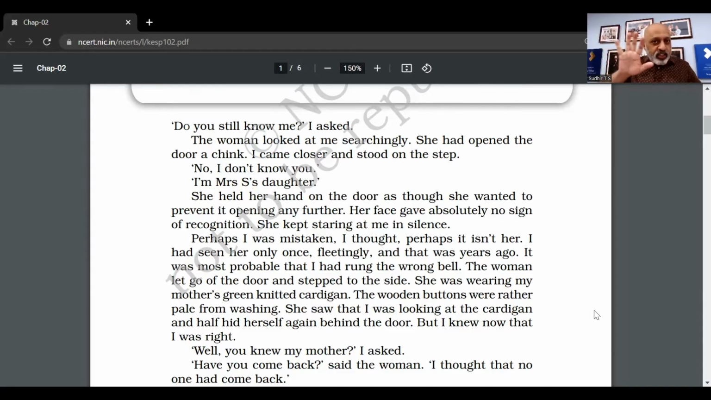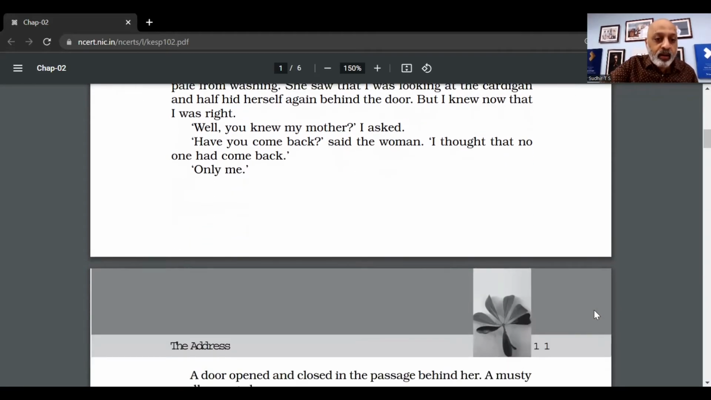So you can see how beautifully she has described it. You can almost imagine the way this particular scene would have played out. But I knew now that I was right. Well, you knew my mother, I asked. Have you come back? said the woman. I thought that no one had come back. Means I had thought everyone had died in the war. Only me. That means the rest of my family is now dead.